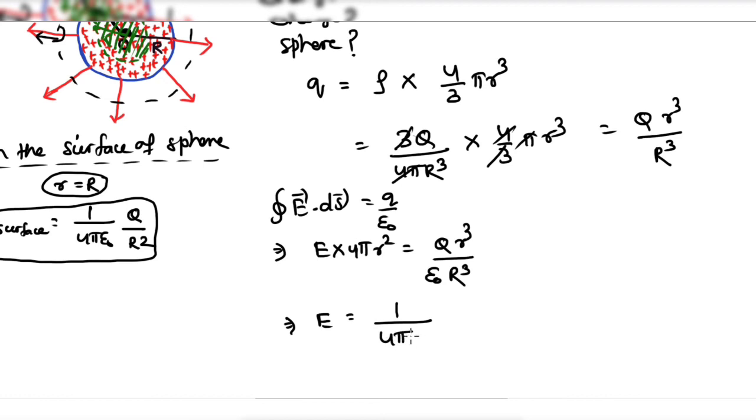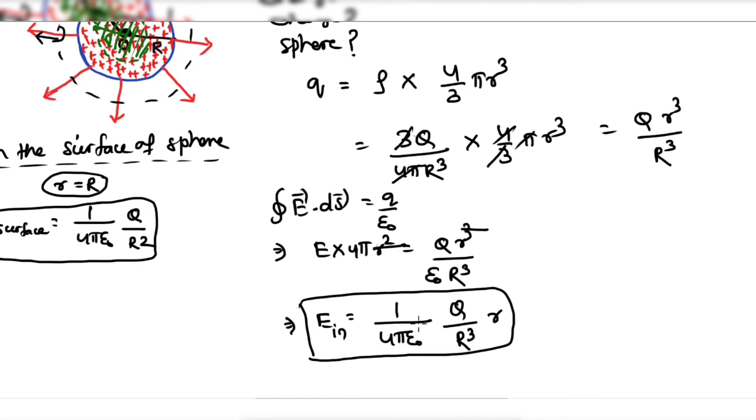1 by 4 pi epsilon naught. So r square and r square will cancel, you'll get r here. So E equal to 1 by 4 pi epsilon naught q by R cube into small r. Is that clear? So this is the expression for electric field inside the sphere.